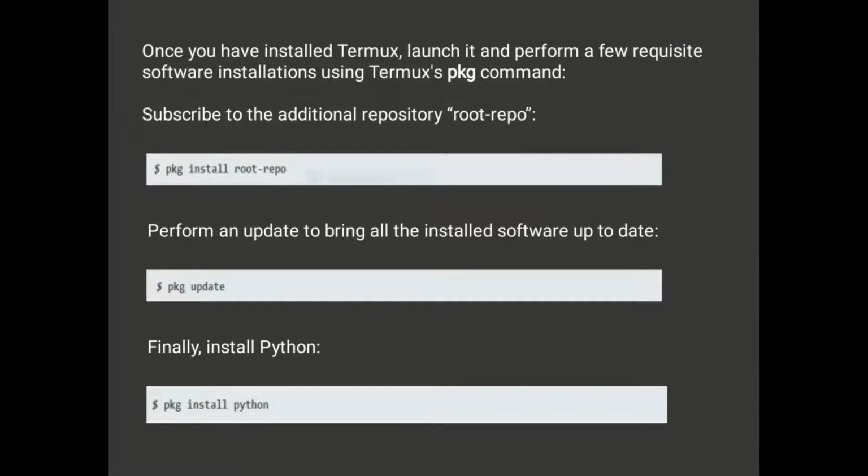Once you have installed Termux, launch it and perform a few requisite software installations using the Termux pkg command. Using the Termux package command, subscribe to the additional repository, root-repo. Perform an update to bring all the installed software up to date. Finally, install Python now.